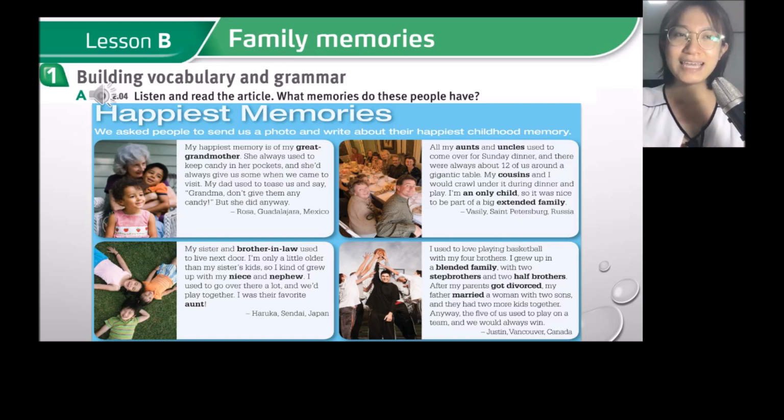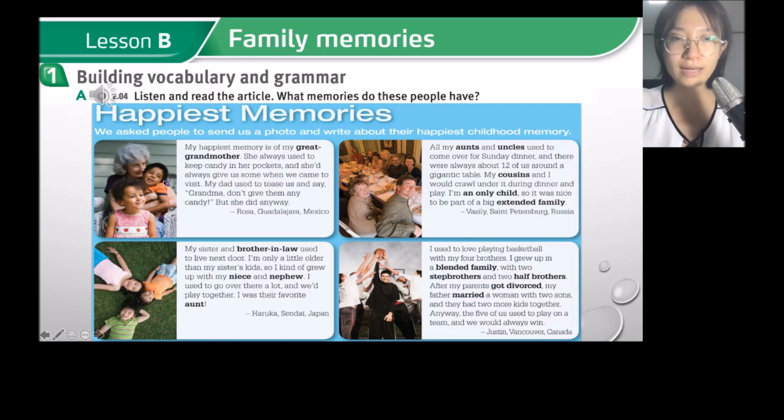Okay, so now in task A, we will listen and read an article about happiest memories. In this article, we ask people to send us a photo and write about their happiest childhood memory. After reading this article, please tell in your own words what memories these people have. Before we read them one by one, we should take a look at these photos, and maybe they will give you some hints about what the memories are about, right?